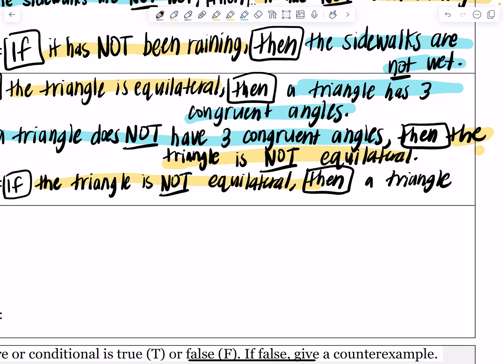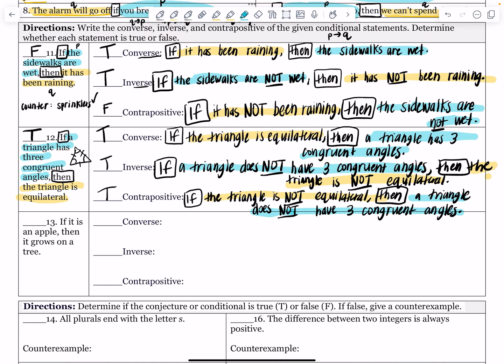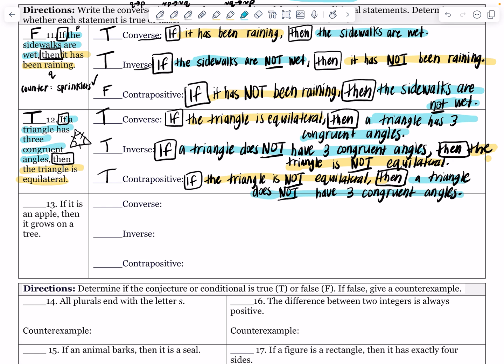Our not blue is going to be a triangle does not have 3 congruent angles. Sorry for my horrible handwriting, guys. Does not have 3 congruent angles. Again, this would be much easier to type than it is to write, but I do like to color code. It helps my brain. Okay. All right, so notice we have added the word not on the inverse and contrapositive because the original statement did not have it.